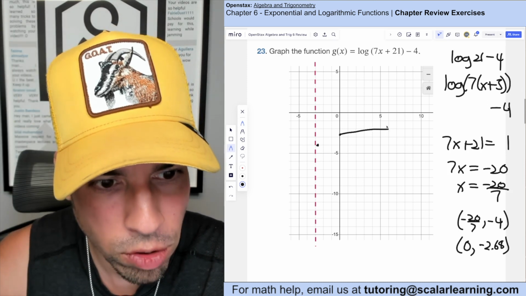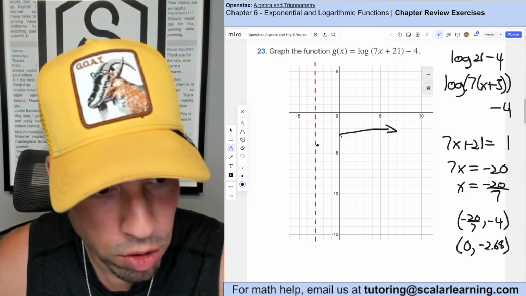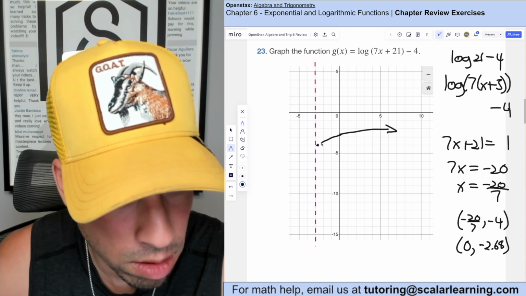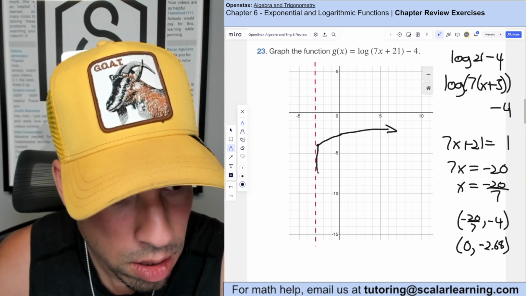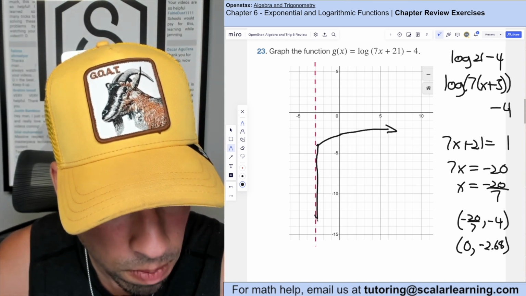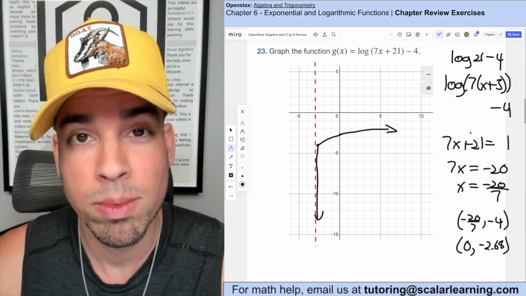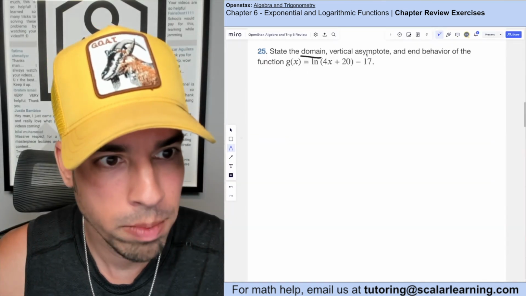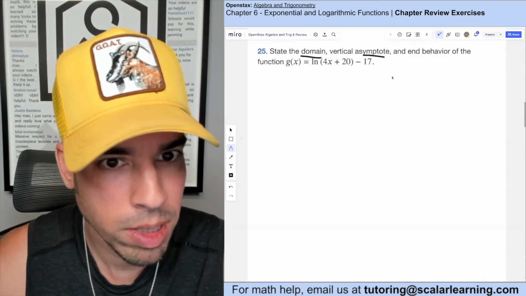So there we have a couple points, and this is enough to get a decent graph where we know it's going to go off to the right. It's going to keep going up even though it looks very gradual. And then as we go to the left, we kind of come here, and then we bring it down and we hug that vertical asymptote like so. So that's how you create the graph. Boom, done.